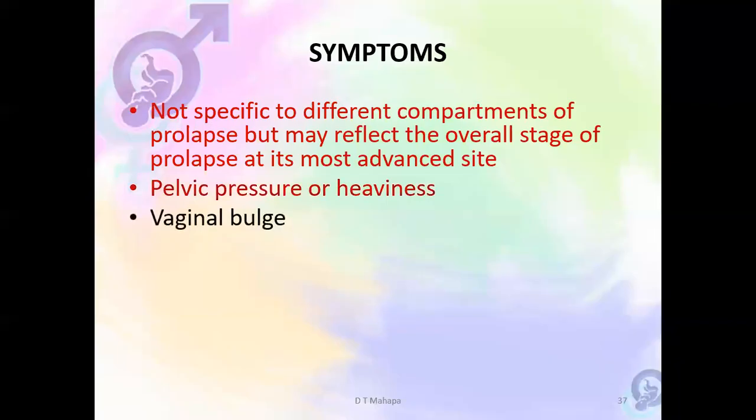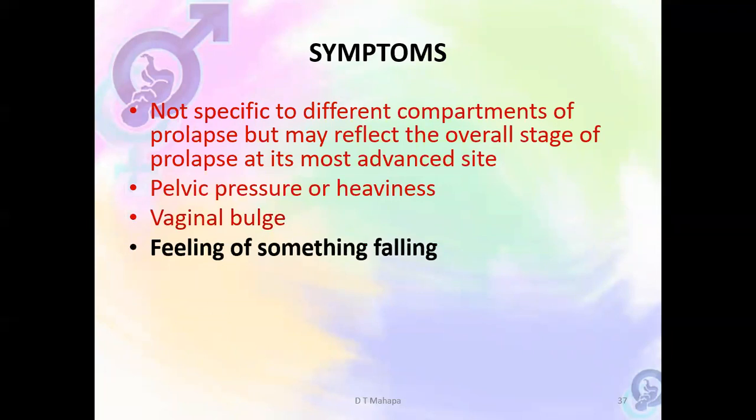And some women may realize that there's a bulge, a vaginal bulge. If you put a finger in the vagina, you can feel that there's a ball there. If the ball is posterior, it's probably a rectocele. If it's anterior, it's either a cystocele or a urethrocele. Or she can feel that there's something falling down. You put your finger, contract the cervix, and feel that something is coming down here.